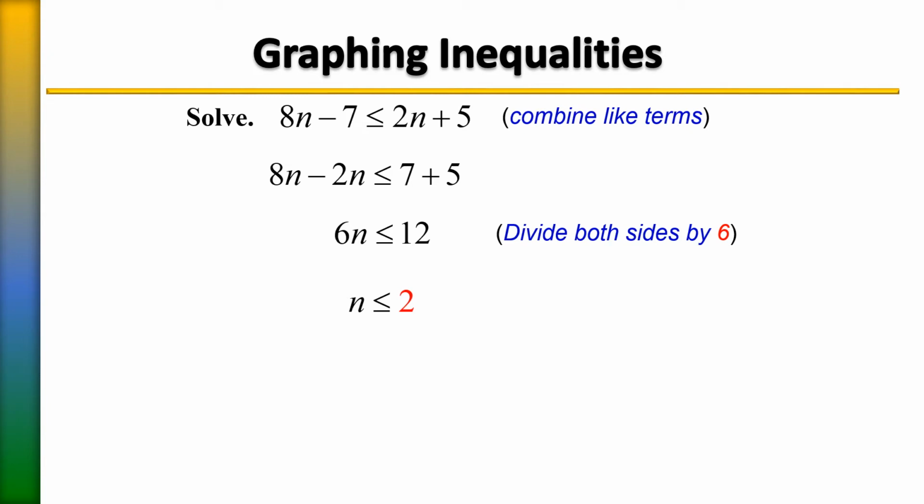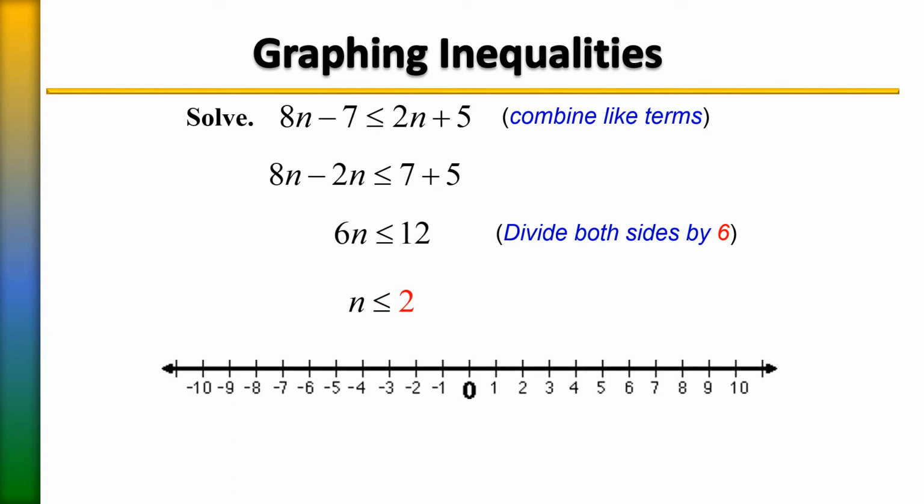So now we're going to go ahead and graph that. So at 2, this time, instead of an open circle, because you see that line underneath there, it has that or equal to attached. That means it does include the 2. So I'm going to color in my circle. And the inequality symbol tells me that my arrow is going to be pointing toward negative infinity. So I'm going to go ahead and graph our line, and it's going to look like so.